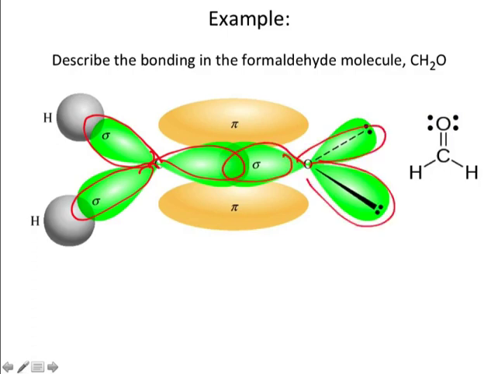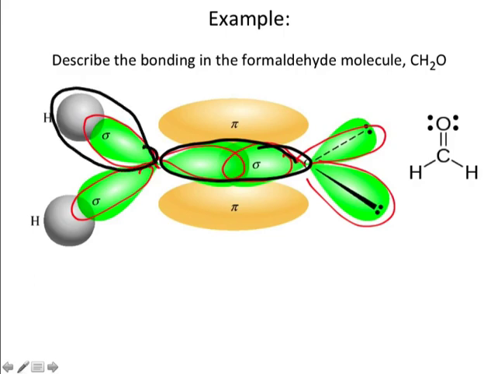Now the hybrid orbitals that point towards each other overlap and form this sigma bond here in the middle. Now the hybrid orbitals pointing towards the hydrogen overlap with the hydrogen 1s orbital and form a sigma bond this way and a sigma bond that way.